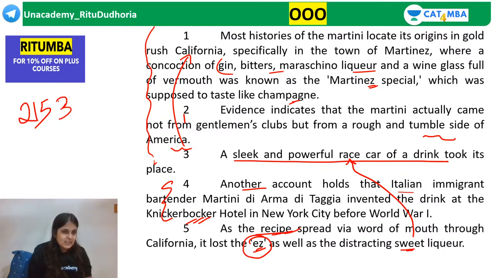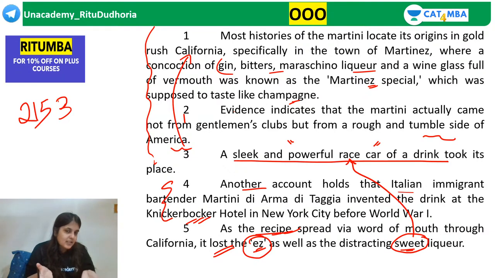When it was sweet, before, it was like a different taste. But slowly, slowly, this sweet liquor lost its sweetness and it became a very powerful drink with a lot of kick. So answer option, it will follow 5. Did all of you understand this? Yes or no? Yes or no?